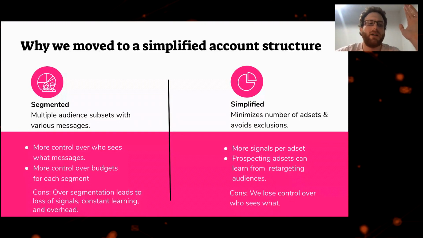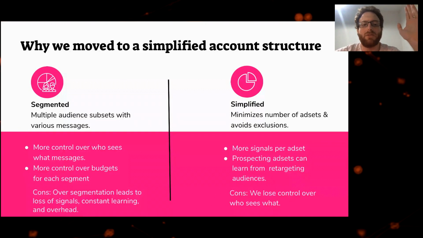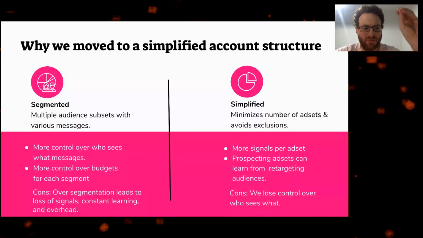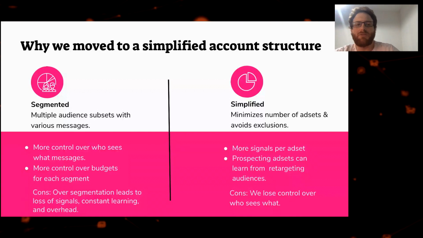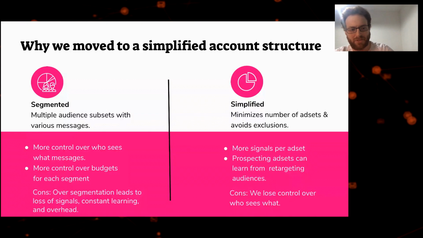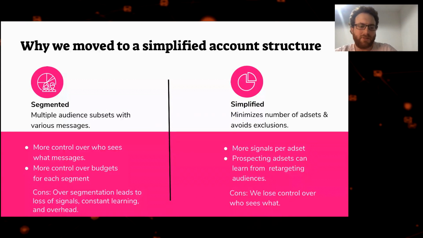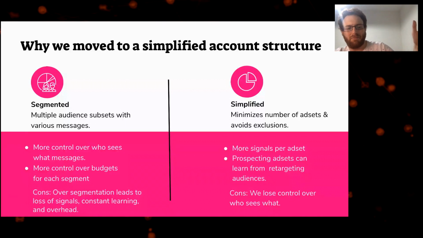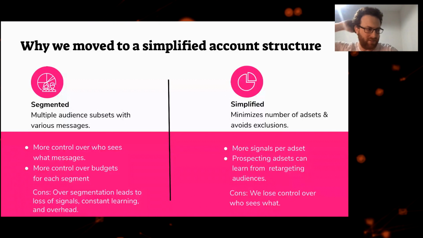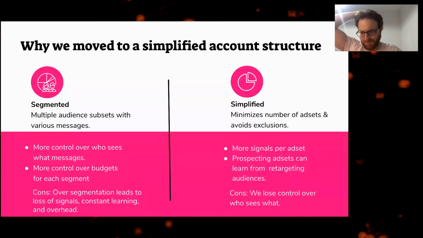When we're doing a segmented account structure, we gain control over who sees what message, and we can tailor fit different messages to different audiences. We also have control over the budgets that we're spending on, let's say, our retargeting audiences or our retention audiences. The problem with it is over-segmentation. It often leads to loss of signals, constant learning, a lot of overhead in work. Usually these account structures tend to get very big very fast.